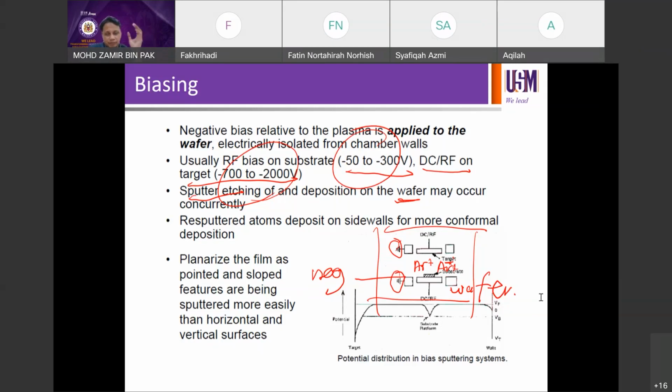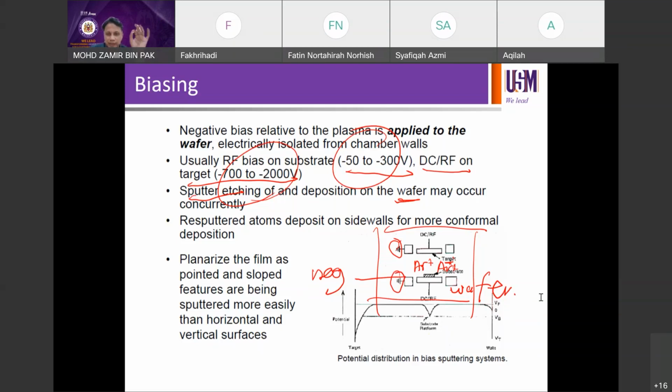Maknanya, for example, kalau you deposit ITO macam biasa, there's no biasing, you may get certain level of sheet resistance of ITO on silicon because ITO is a transparent conductive oxide, degenerate semiconductors as we discussed last time. So it has to be transparent and conductive. So conductivity dia mungkin reflected by certain level of sheet resistance, right?